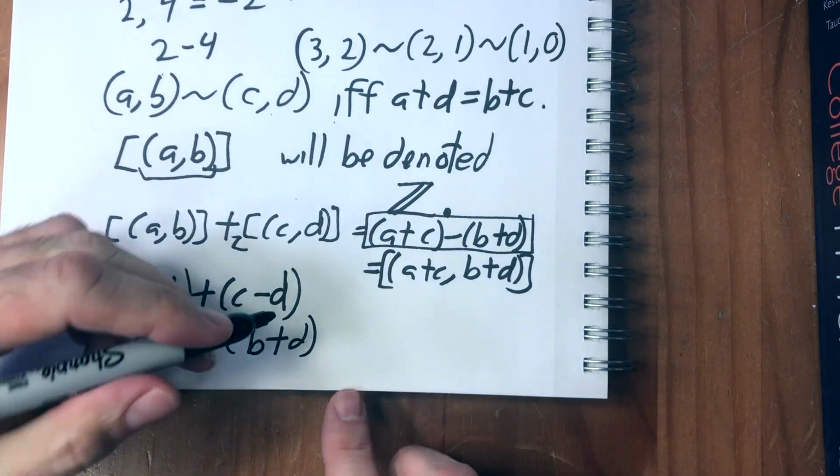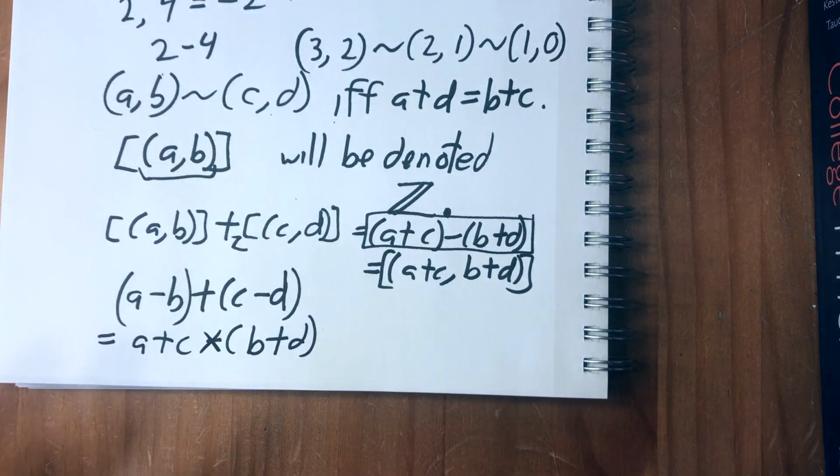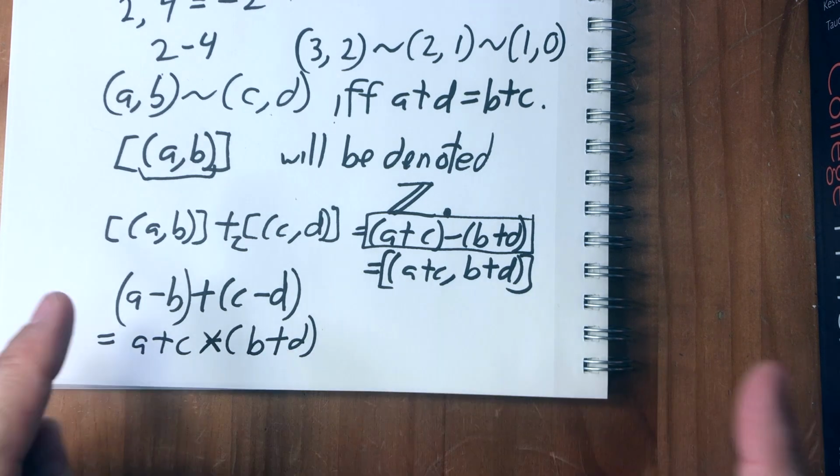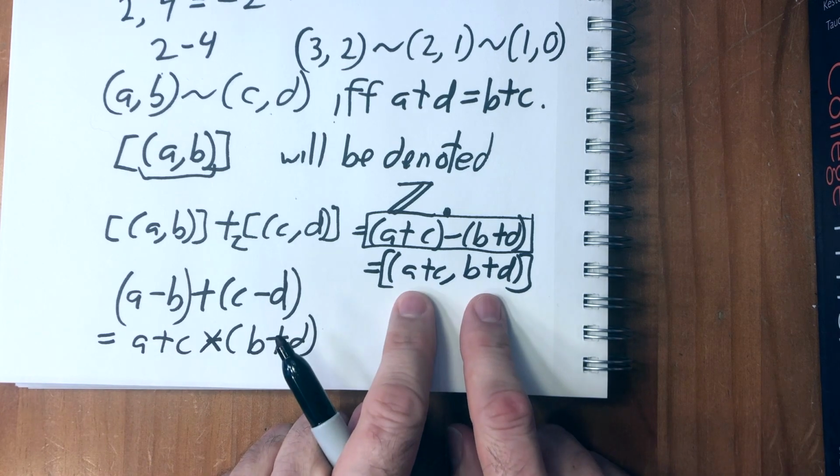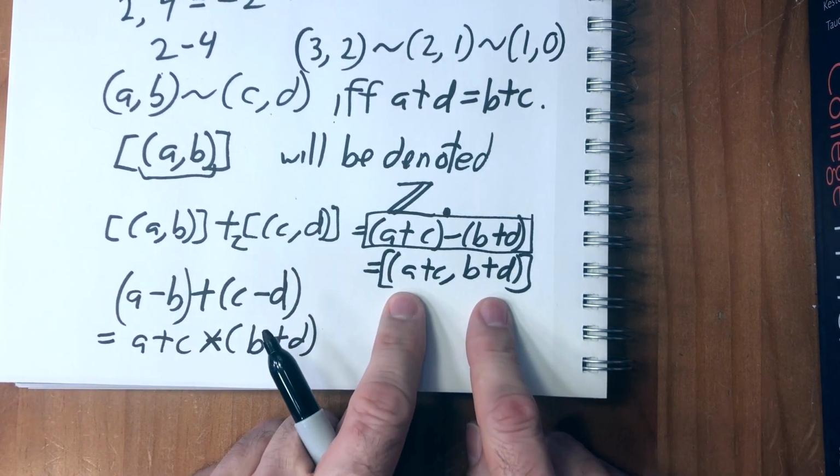So again, we can't actually use minus because we're only in natural numbers, which causes problems if the second number is bigger than the first. But you can just see that this is true, so that this is the same as this. So this is the definition of addition.